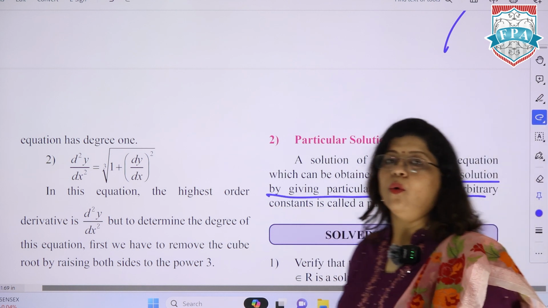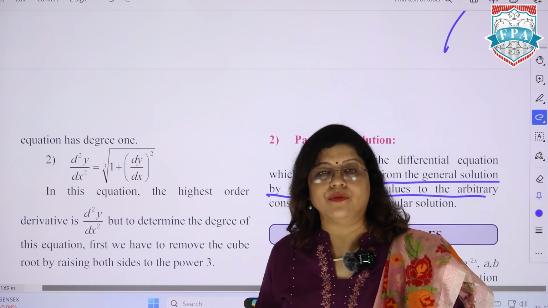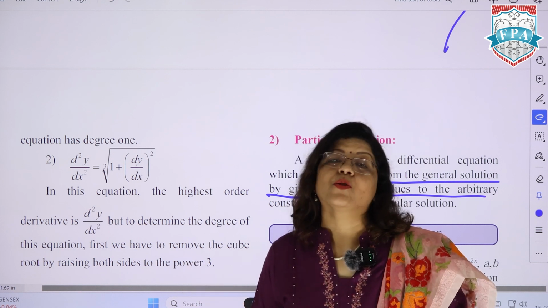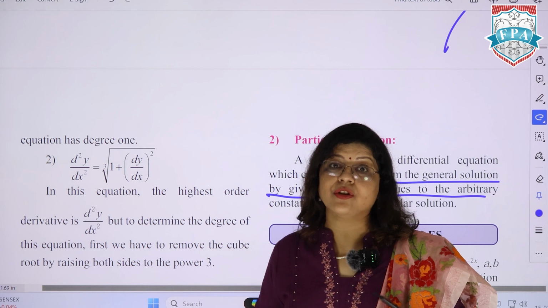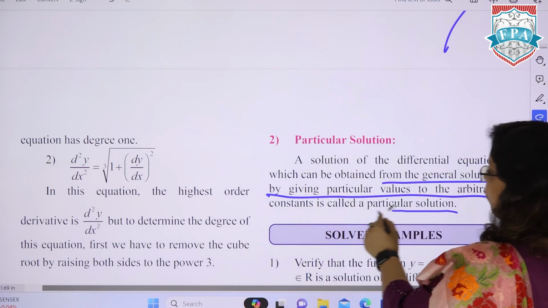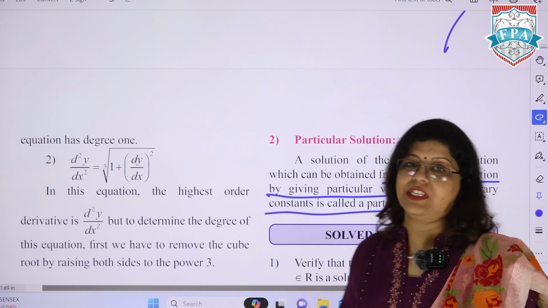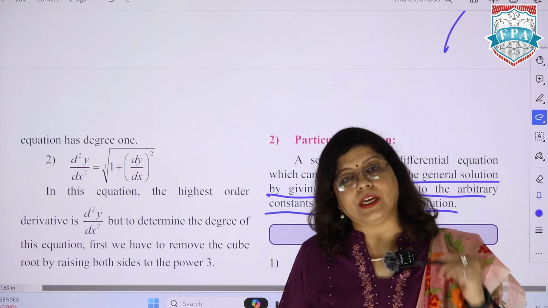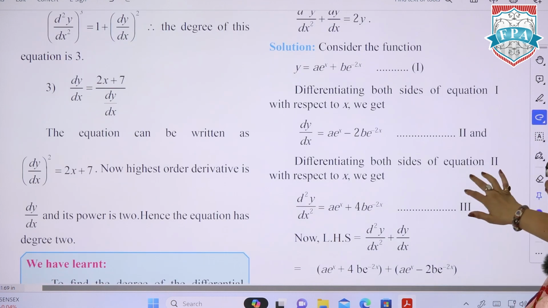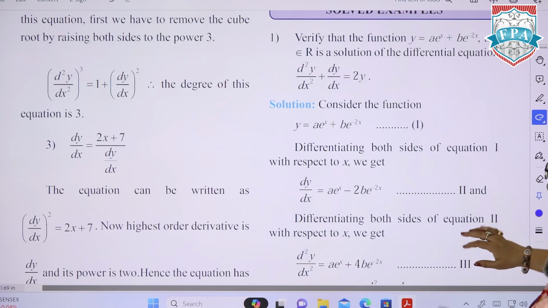Because we all know when we calculate integration, we always write one constant of integration c. So when c is there in the equation, we call it general. But if we put fixed values of x and y to calculate the value of c, it becomes the particular solution. So here again, I'm just showing one or two solved examples so that you can get an idea.